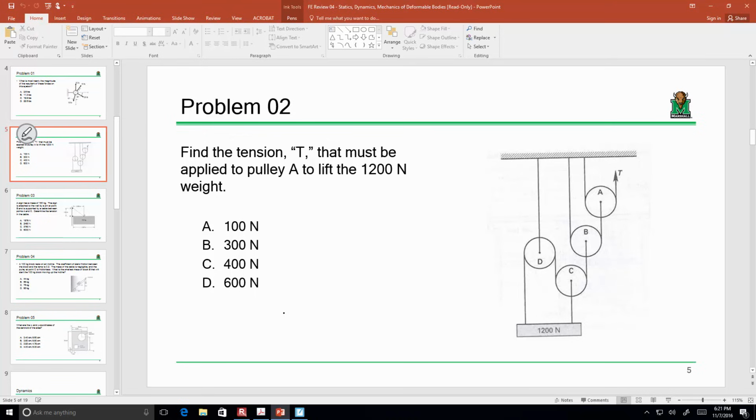All right, next one. Find the tension that must be applied to pulley A to lift the 1,200 Newton weight. Okay. Now the newtons really doesn't matter. I mean, it could be 1,200 pounds, it could be 1,200 kicks. It really doesn't matter. But what does matter is the relationship between this weight and whatever that tension is. So let's, because I'm lazy, let's copy that.